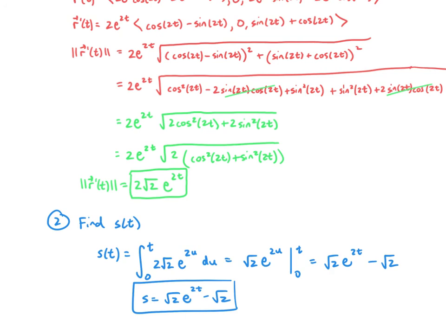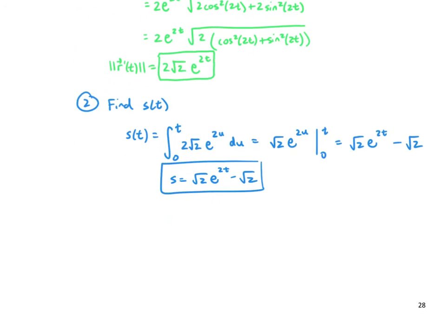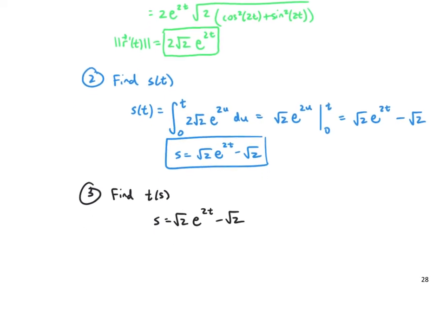We're making progress. All right, step 3. We are going to find t of s. So we're going to take the equation we just found and we're going to solve for t. So I'll write it out again. So this is going to be a little bit uglier. Let's go ahead and add the square root of 2. And then we can divide by the square root of 2. I suppose we could have done that all in one step. That would have been fine.